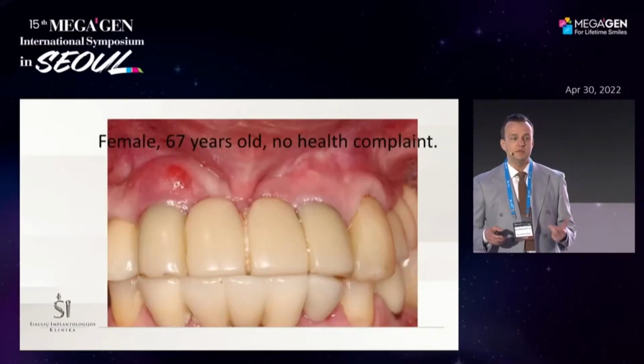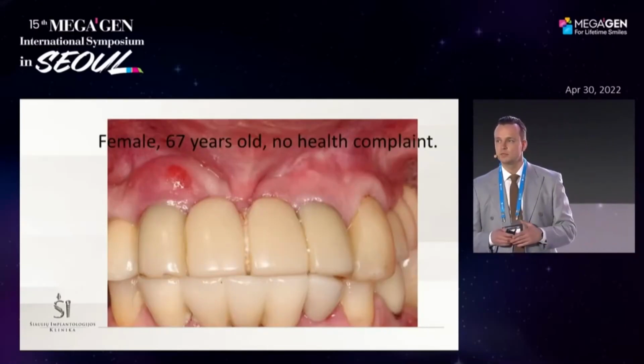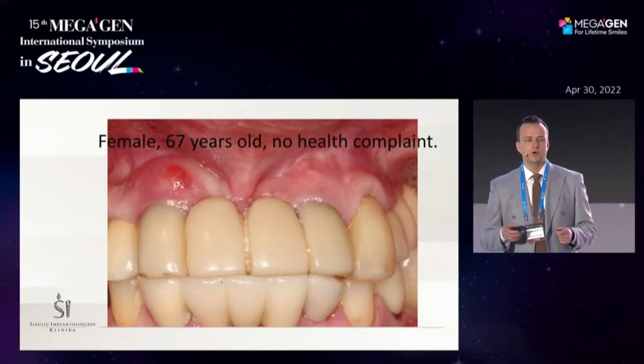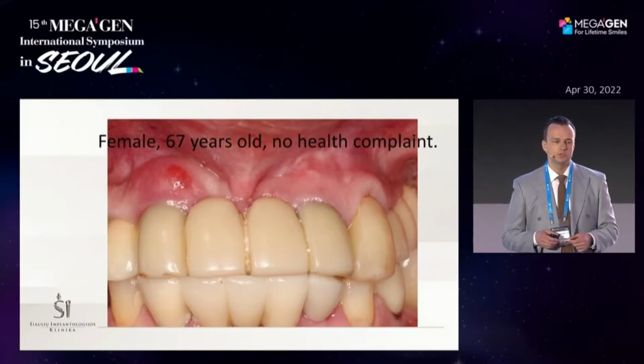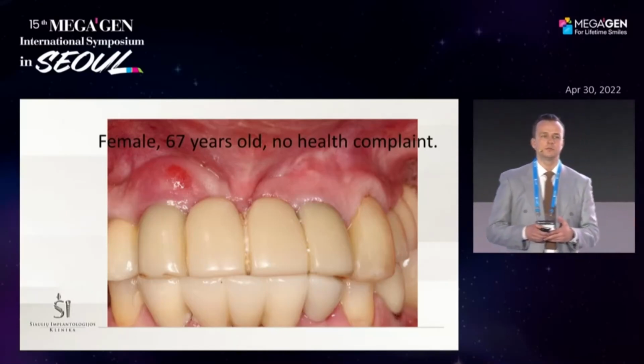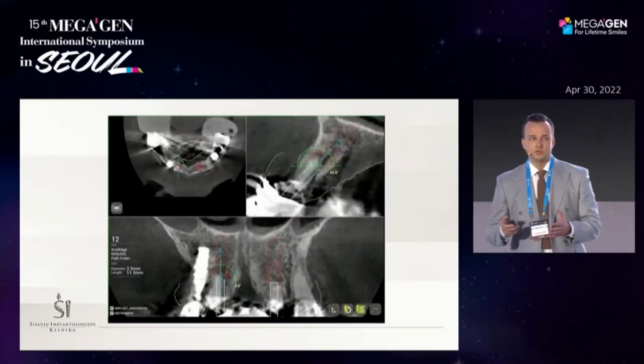So this is the case. Female, 67 years old. She has no health complaints. She only complains about a moving bridge from tooth number 12 to 22 and an inflammation process in the root of tooth number 12. So we accepted her to the study.